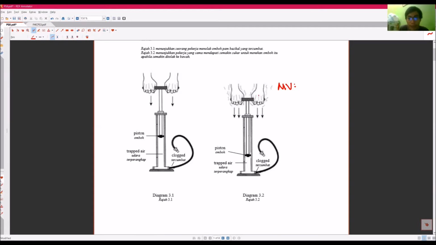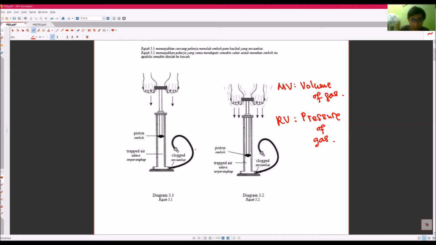So the manipulated variable is volume of gas. RV, the responding variable, is pressure of gas. Okay, so those are the variables that we needed, that we observed from the pictures.